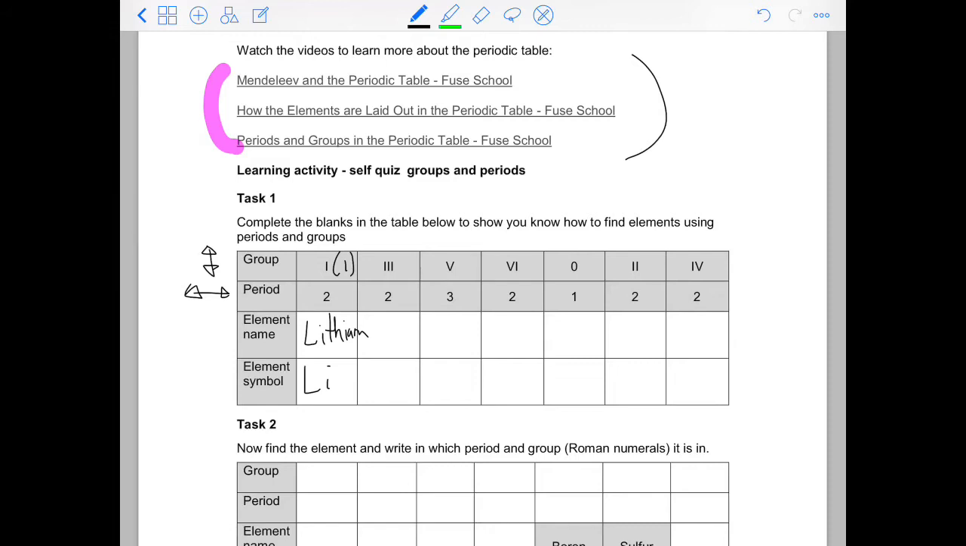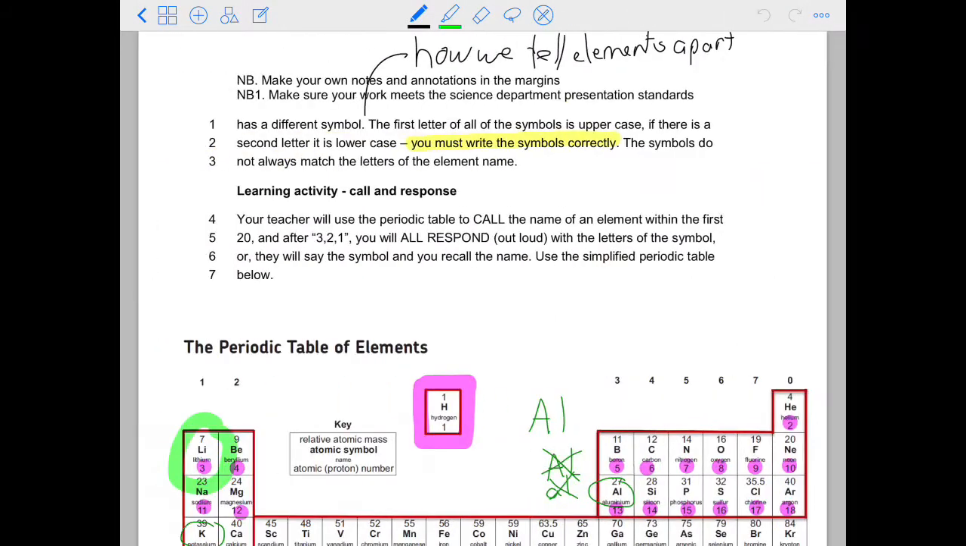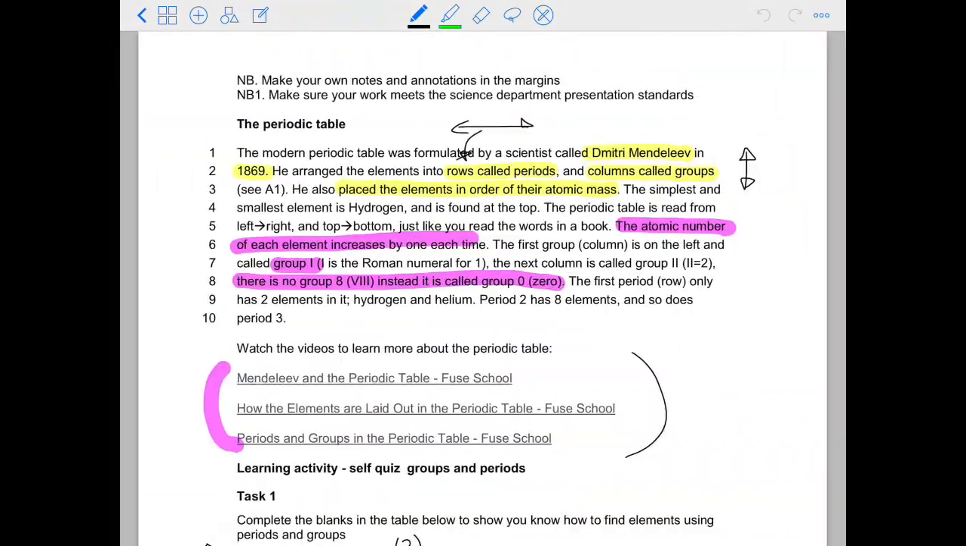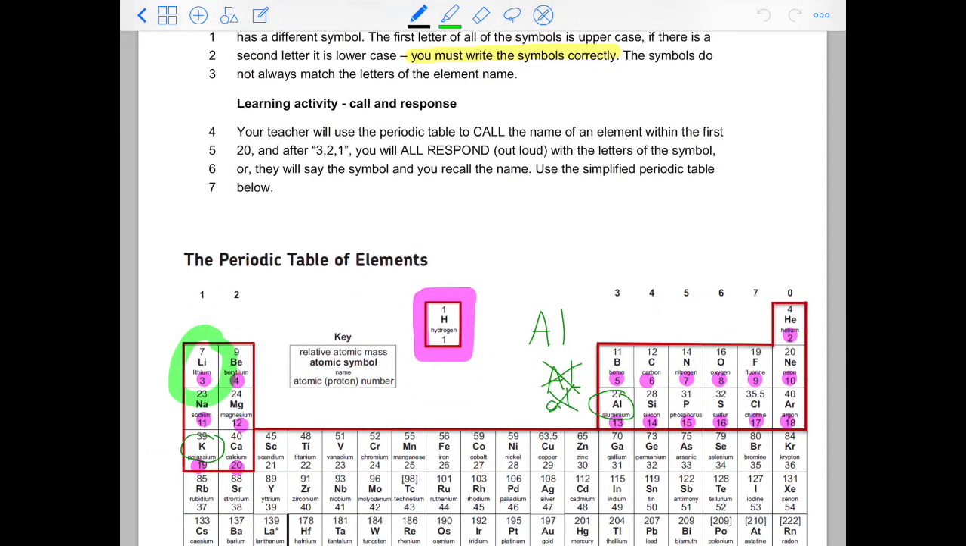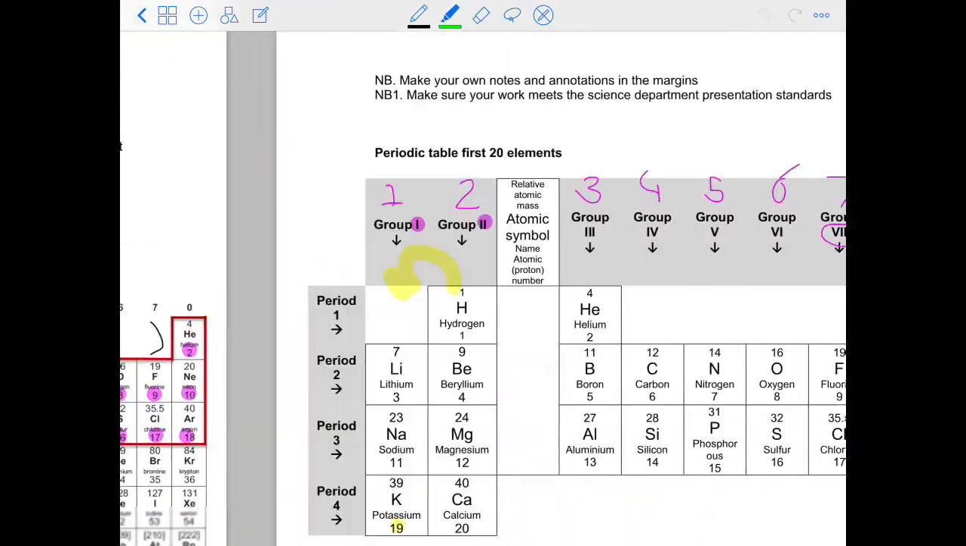Right? So the next one, group III, which hopefully you remember is group 3, period 2. So again, go to your periodic table, wherever that is, and group 3 is here. Remember, period 1 is this big open space here. So there's no element in group 1, or in period 1. The element in period 2 is here, is boron.